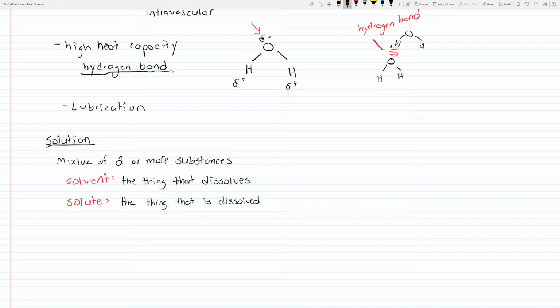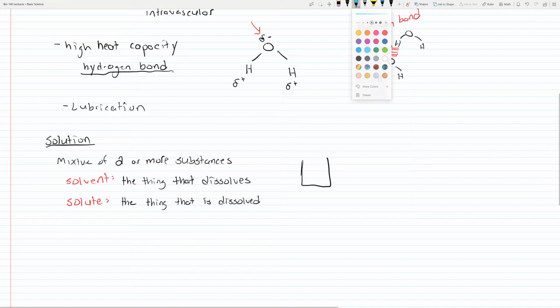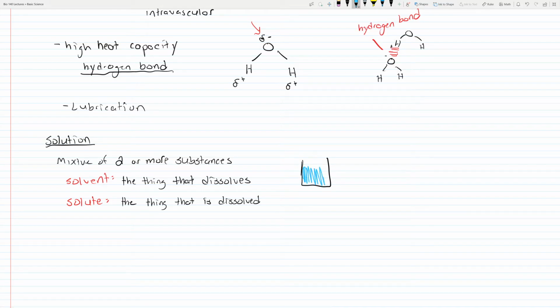Okay, so pretty simple, right? Example: if I have a glass of water, here's my glass, let's put some water in it. I'm going to say this is H2O, water. And we're going to put salt. We got just a clump of sodium chloride, table salt, NaCl.